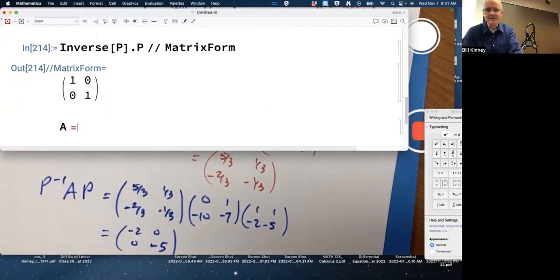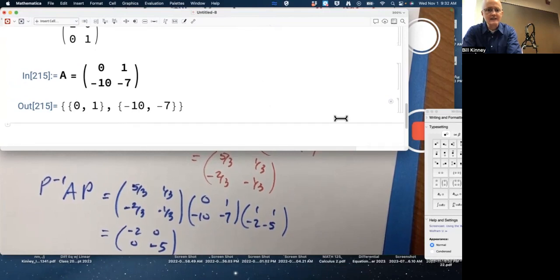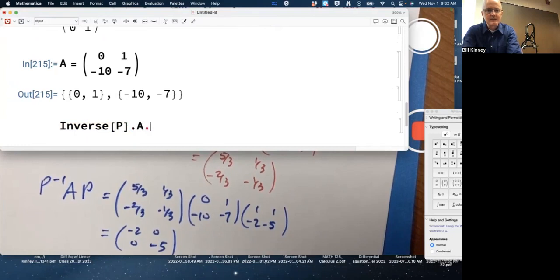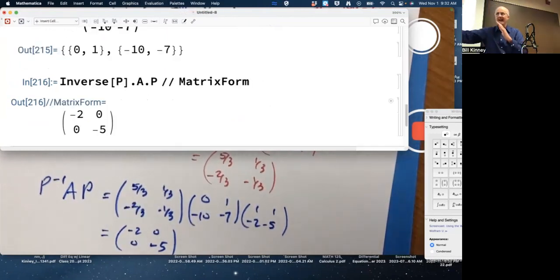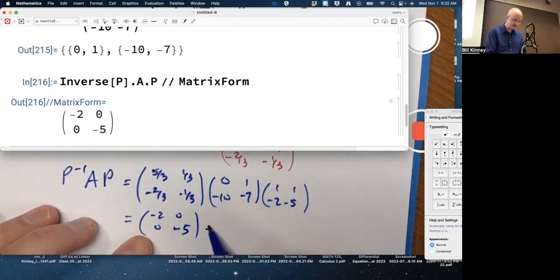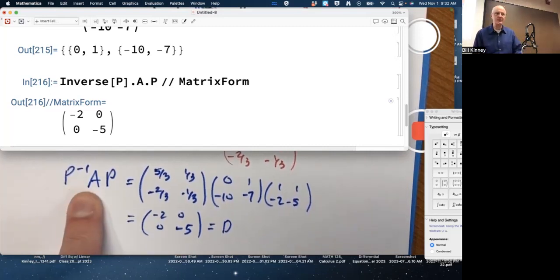Let's get A in there. A is 0, 1, -10, -7. Enter it, Mathematica. What is inverse P times A times P? Drum roll. Yay. Okay. This matrix, call it D for diagonal, not derivative, but D for diagonal, is similar to the original matrix.